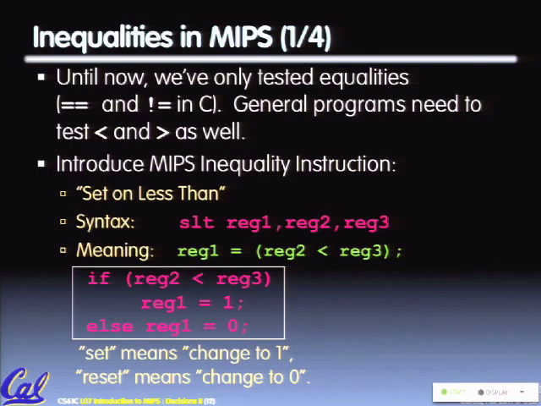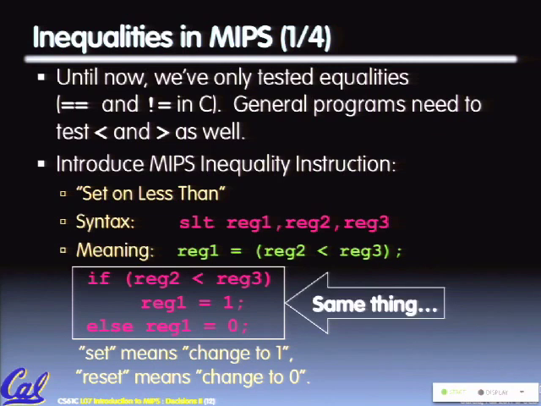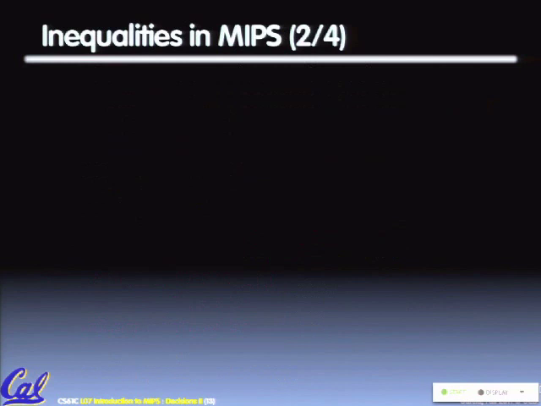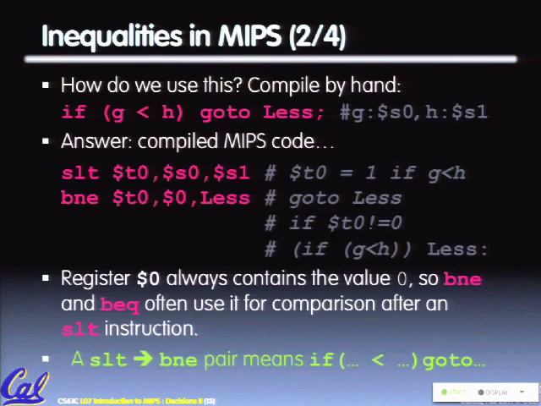Now, this is the same thing as this code right here: reg1 is 1 if reg2 is less than reg3, otherwise reg1 is 0. Same as the green guy. So look at this code here. How do we do if G is less than H, go to less? Here is a solution. G is less than H becomes S0 less than S1, if I have G and H be those guys.